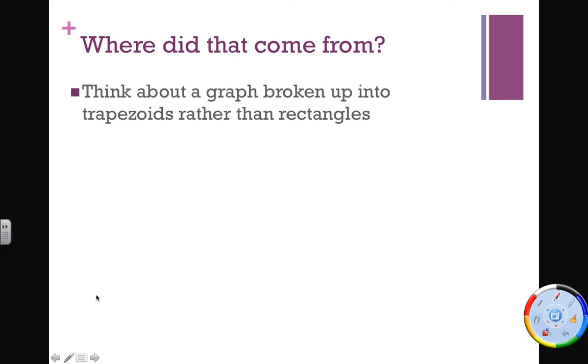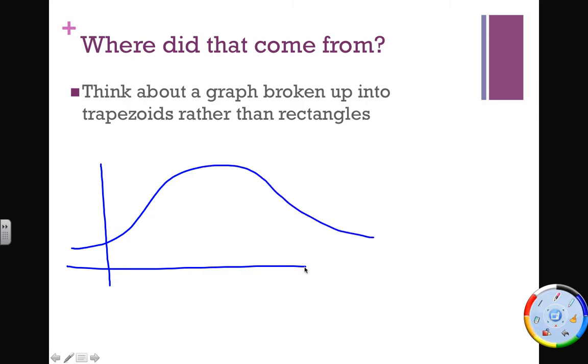Thinking about a function here, if I just created an xy axis and I just created some random function here, I kind of like the bell curve for no reason. Going from a to b, you'd be thinking about a bunch of trapezoids here.